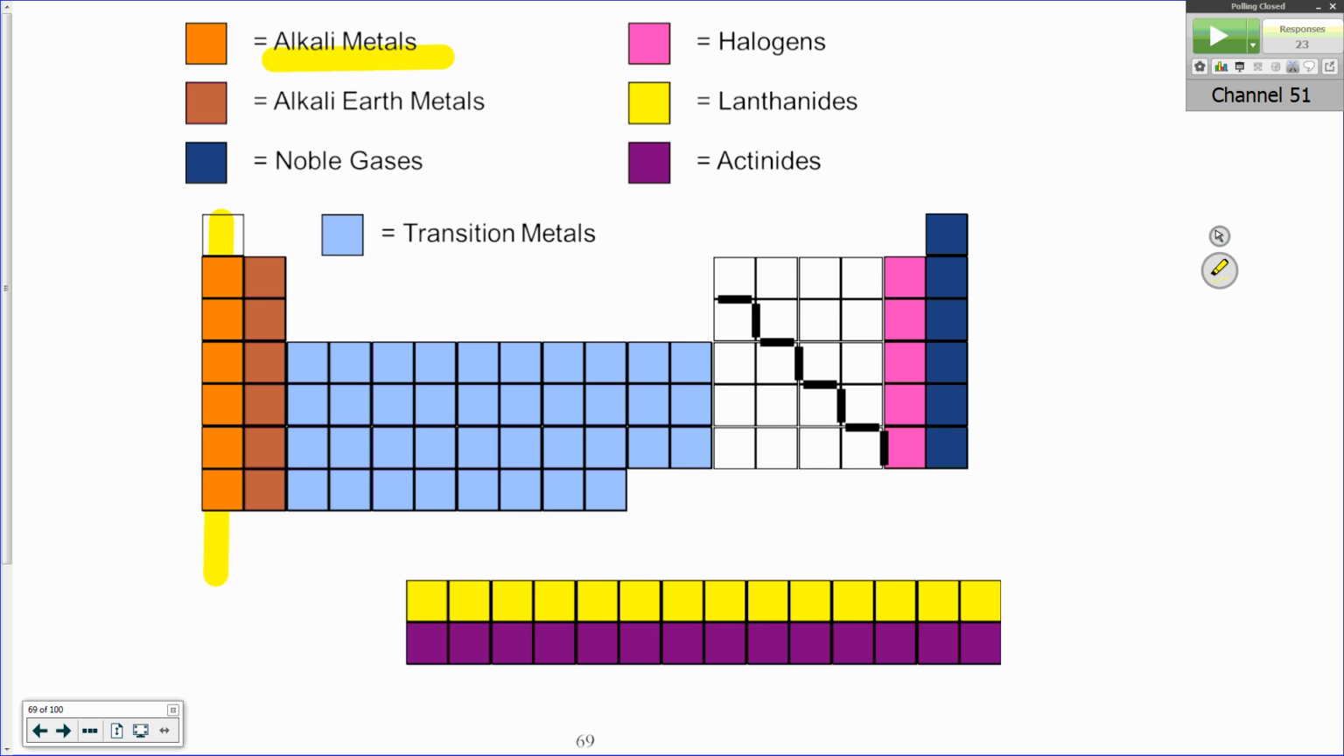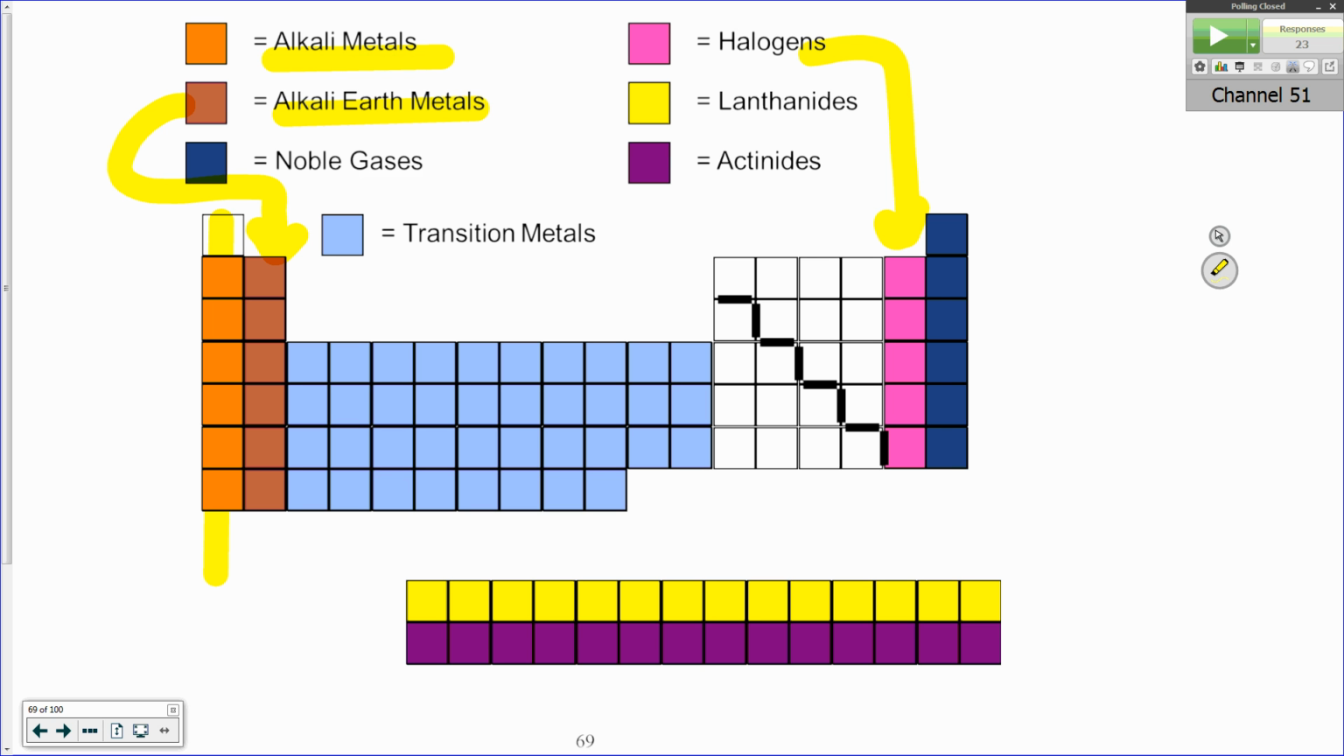The next set of elements over are the alkaline earth elements. Those are the 2A family, the next one over. All right, then I'm going to go to the other main group ones first. So the halogens are the 7A family. That's these guys, next to the far right-hand side.